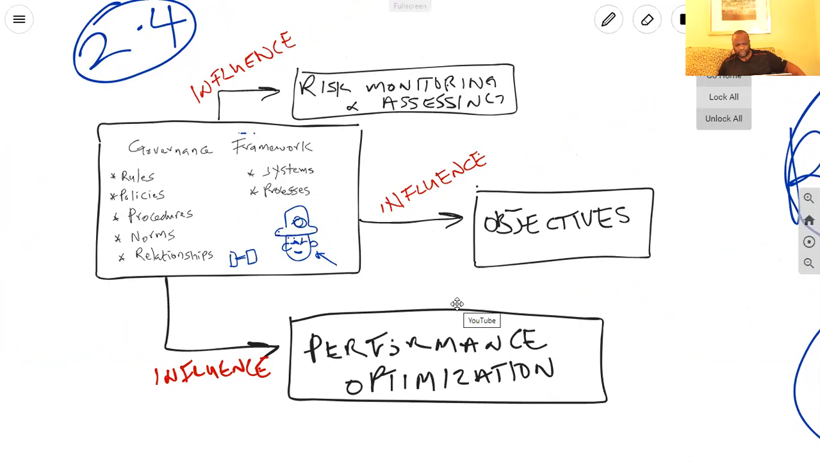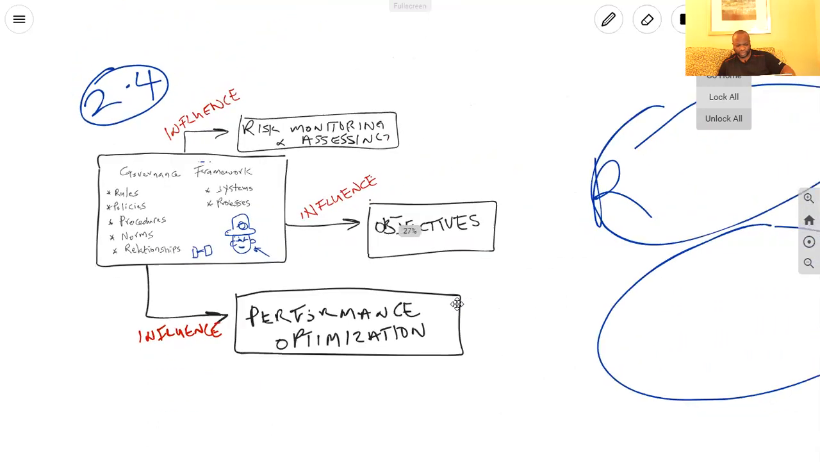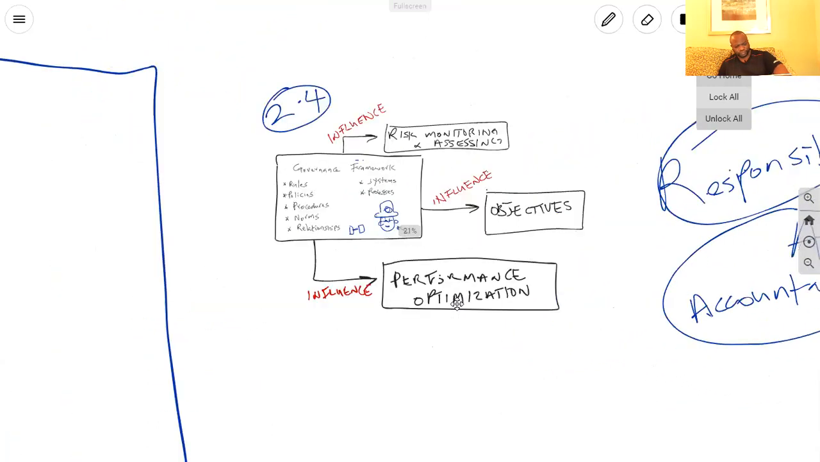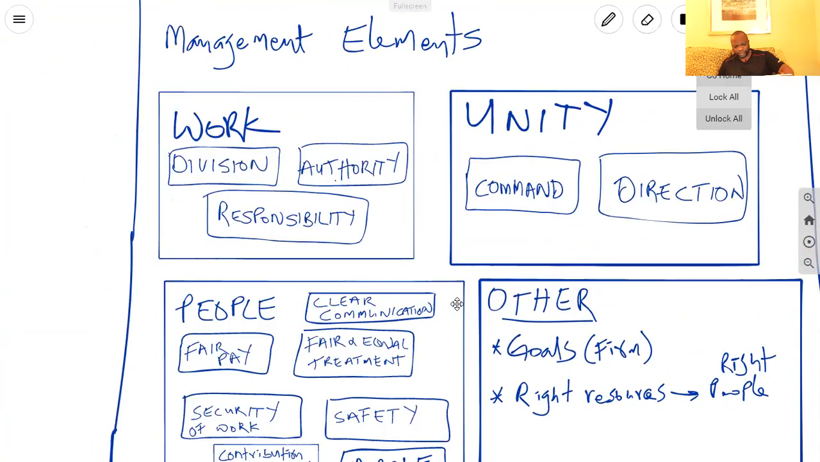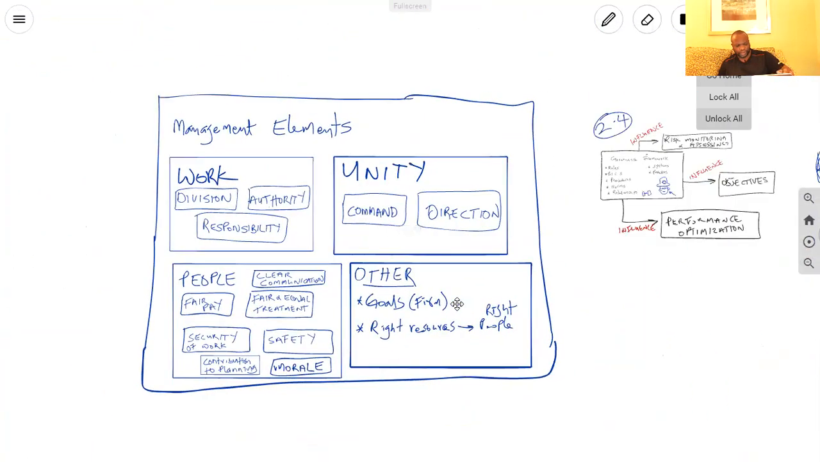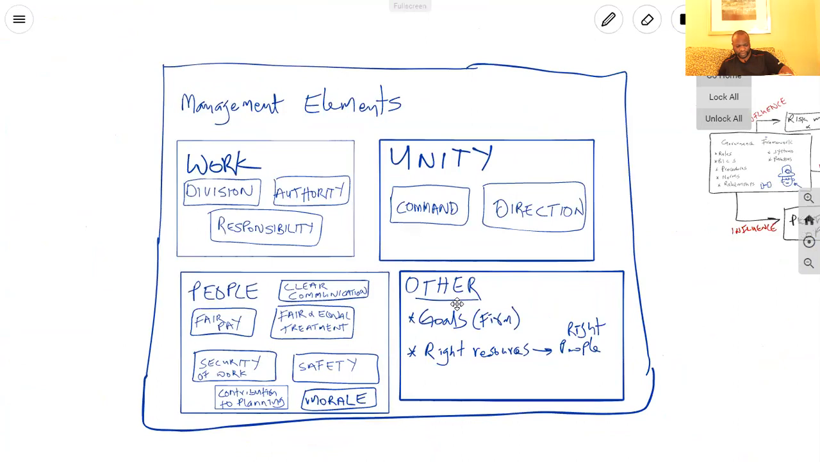So in order for management to exercise authority, there needs to be a framework. And that's when I drew the police officer and the dumbbells, right? So that's the framework for you to exercise authority. Okay. And then we went a step further to understand these management elements, which are here.